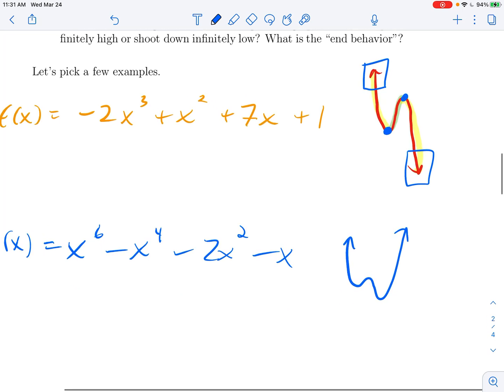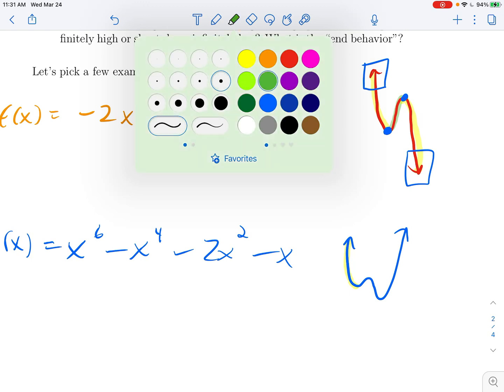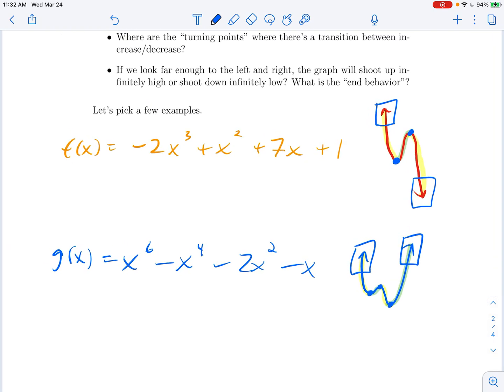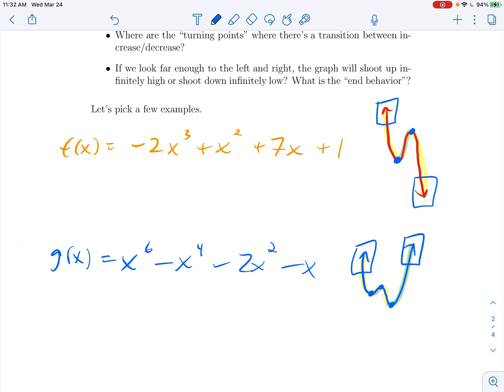Graph was something like that. Decreasing, then increasing, then decreasing, then increasing. That's the overall pattern that's worth understanding. 3 turning points along the way. In the end behavior, it's positive on the left and positive on the right. So even without a lot of detail, it's a way of understanding the rough pattern of the graph.